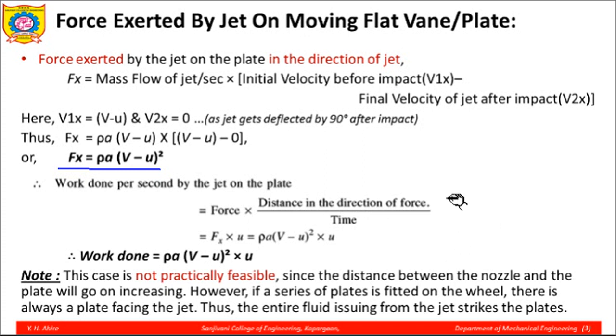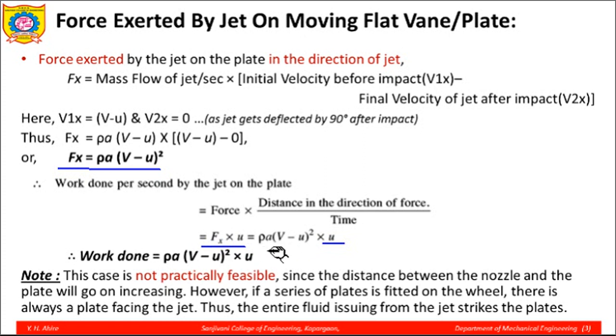Now we are discussing the moving plates condition. So the distance moved by the plate actually, right? Distance moved by the plate per unit time is nothing but the velocity of the plate. So the uniform velocity, initial velocity of the plate is small u. Therefore work done by the force on the plate is Fx into u, Fx into velocity of the plate.